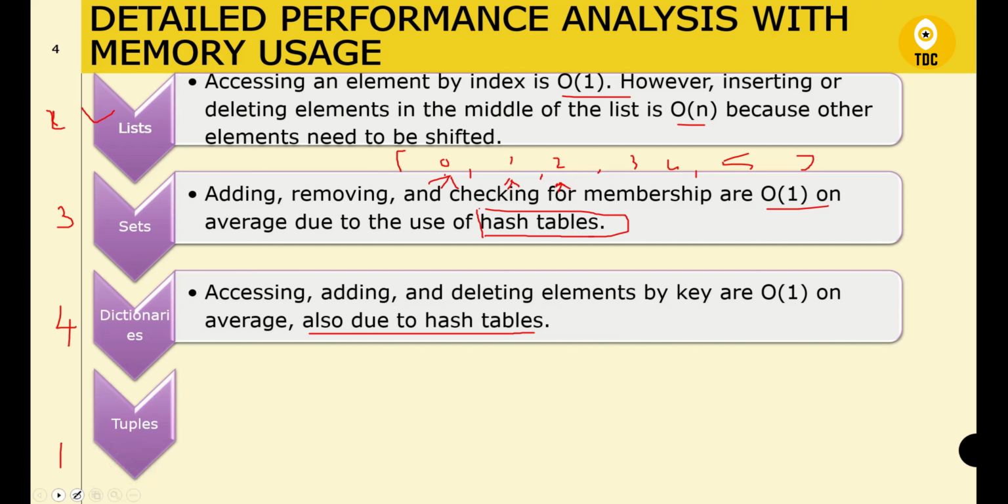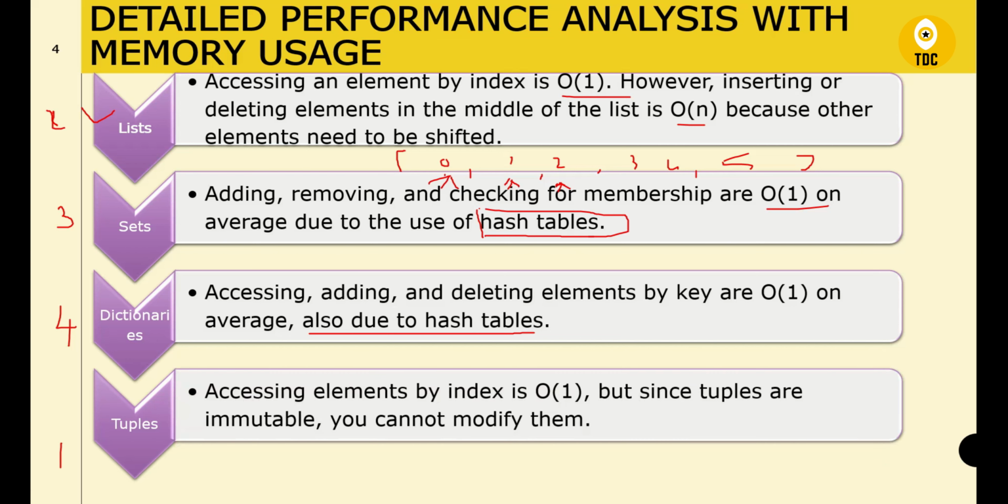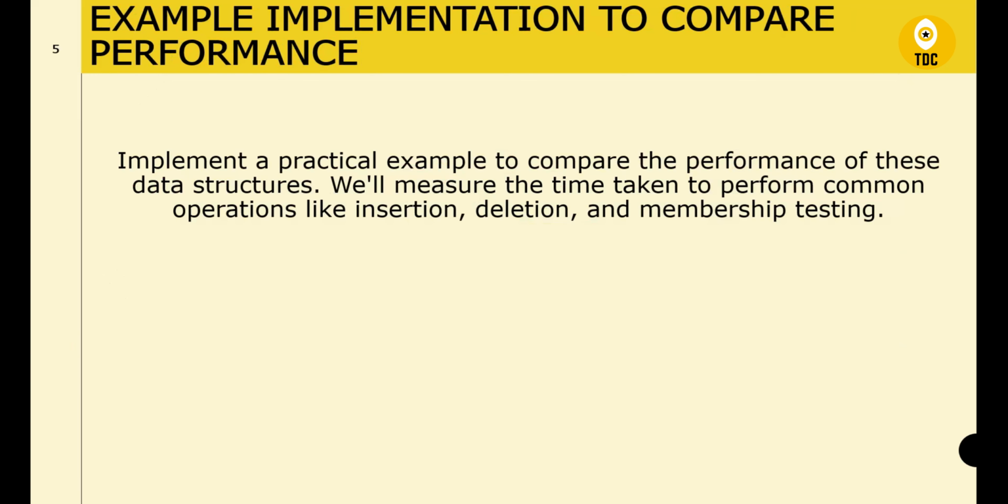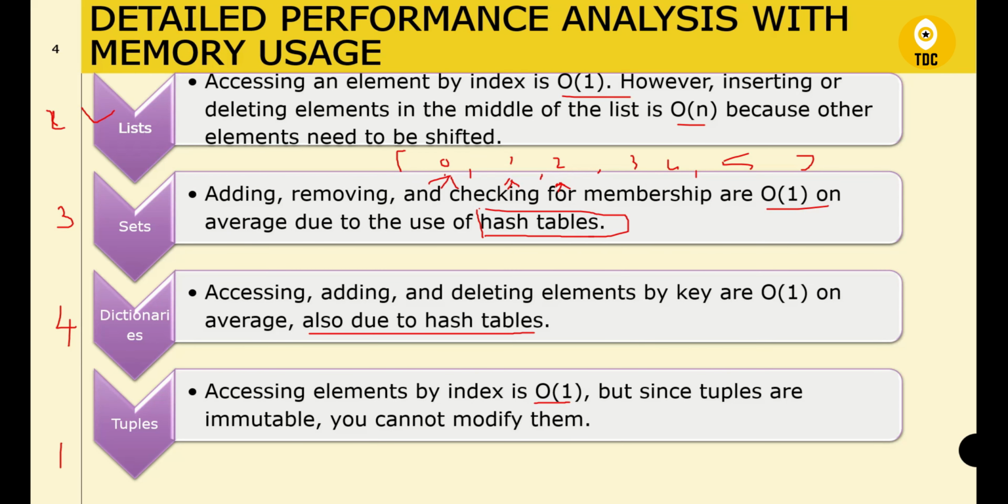So finally we have tuples. Accessing elements by index, as we have seen, is always big O of 1, but since tuples are immutable, you cannot modify them. That makes it more powerful in terms of memory. Tuples are more memory efficient than list because they are immutable and fixed in size. Once you create a tuple, it is there, with always big O of 1 complexity, static values, nothing is changing, nothing is getting deleted, nothing is getting added.